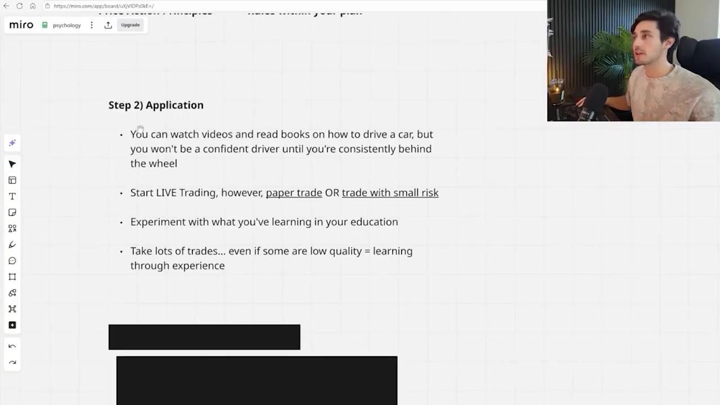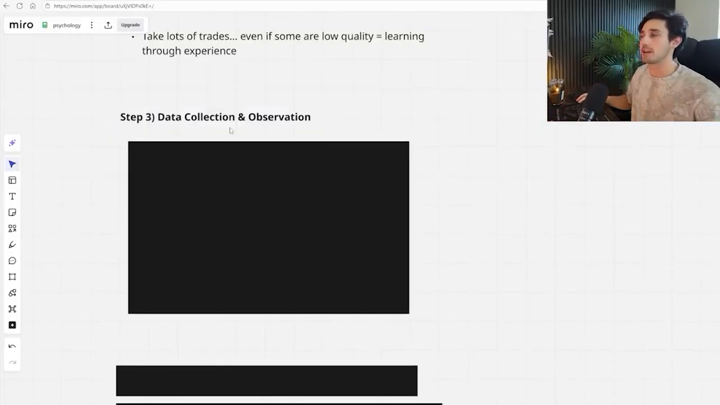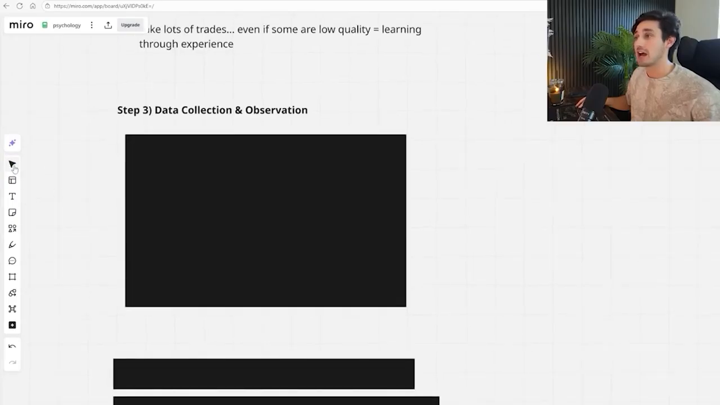Keep in mind that during the step 2 application phase, your focus shouldn't be to make money. I don't want you to care about the end result of every single trading day. I want you to detach yourself from the outcome and focus on the process. And specifically, you're going to be focusing on what is working in your trading and what isn't working in your trading. And the only way that you could figure that out is through step number 3, data collection and observation.